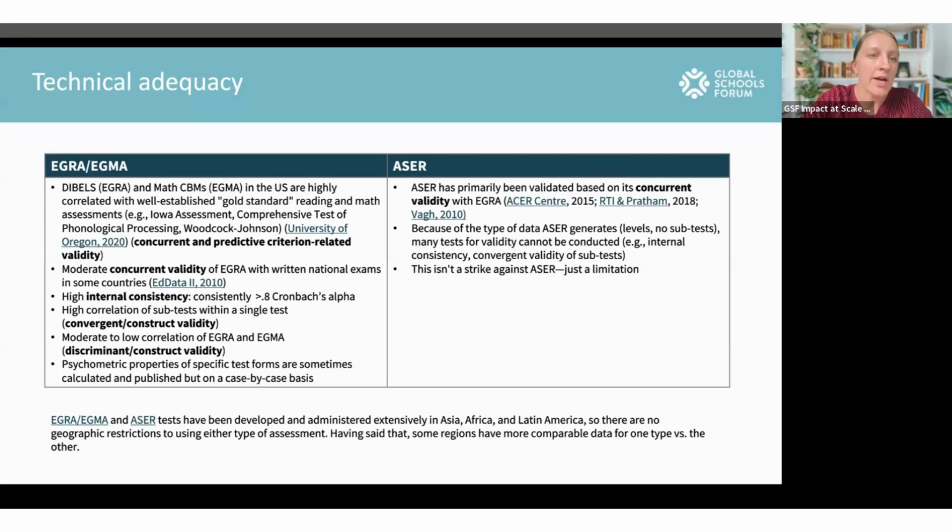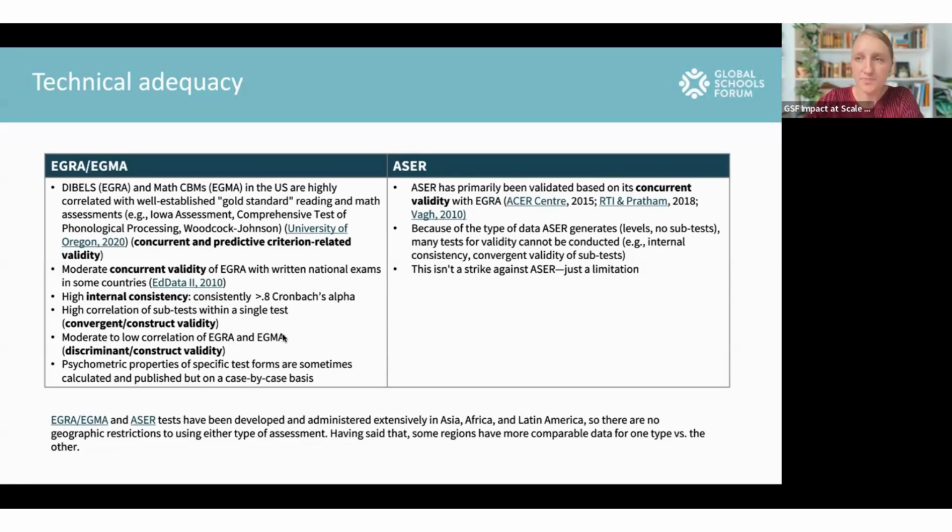In general, EGRA and EGMA assessments that follow this framework have high internal consistency. If you look at subtests within a single test, they tend to be highly correlated. So for example, the different reading subtests, if a student scores very highly on one, they tend to score very highly on the others as well. And you also see a moderate to low correlation between EGRA and EGMA, which is, again, what you would hope, because some students may be stronger at reading, some may be stronger at math, and so you wouldn't expect a perfect correlation of those assessment scores.